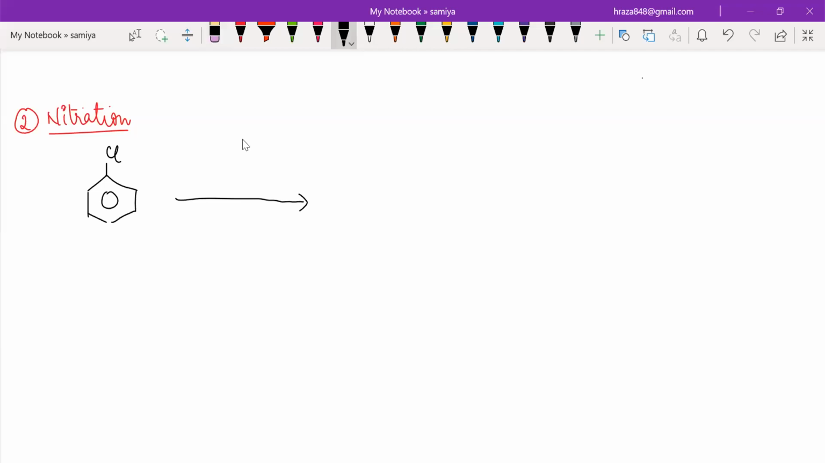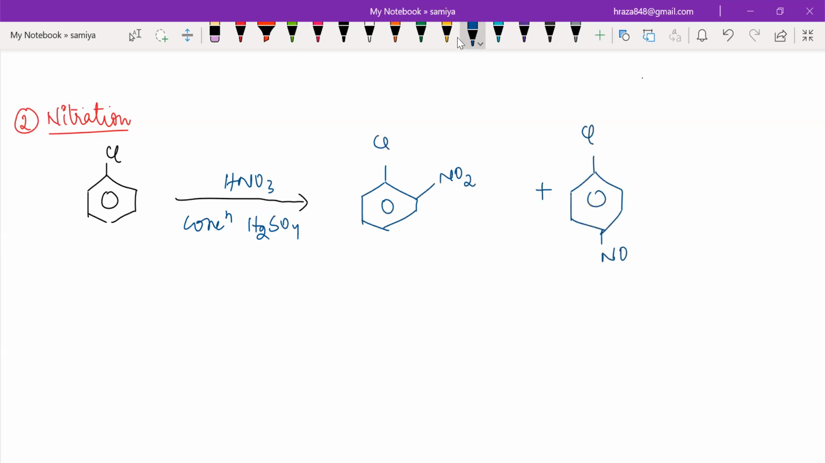For nitration, we use HNO3 in the presence of concentrated H2SO4. So NO2 will be added at 2 positions, and the position is fixed for now at ortho and at para. Now let me know which one is major and which one is minor. What do you think?